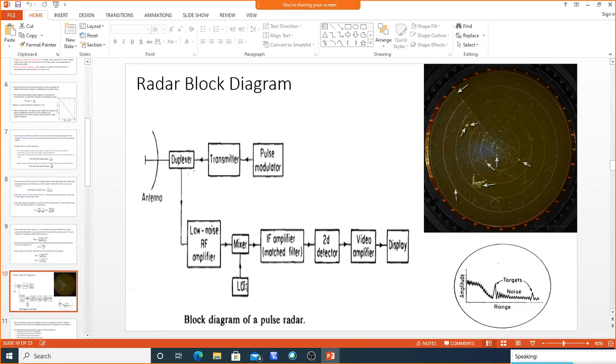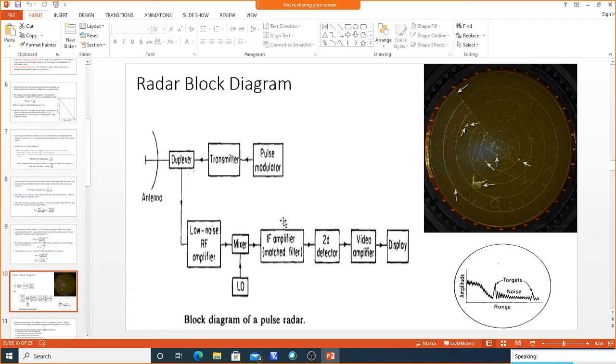After removing the noise by the low noise RF amplifier, the mixer stage comes. Whatever carrier frequency is used at the transmitter side, the same frequency will be generated by the local oscillator, and the mixer will multiply and cancel the undesired frequency, and whatever desired frequency we need will be sent to the IF amplifier. This will convert the RF signal into an IF signal, intermediate frequency signal, which generally operates in the frequency range of 30 megahertz to 60 megahertz with a bandwidth of around 1 megahertz.